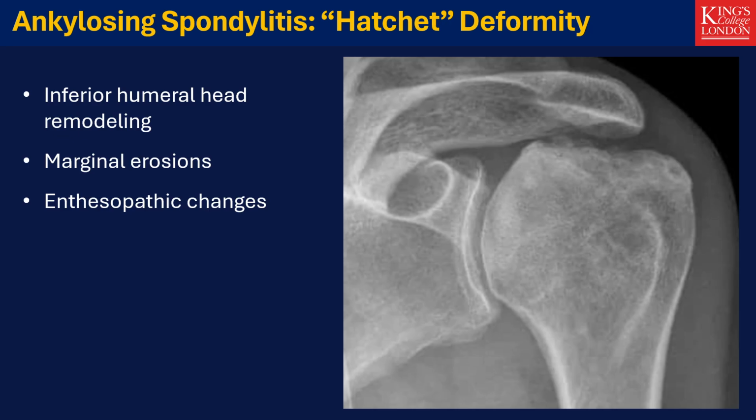This radiograph demonstrates superior humeral head remodeling producing a sharpened contour, sometimes described as a hatchet appearance. Unlike primary osteoarthritis, large inferior osteophytes are not the dominant feature. The contour change reflects inflammatory remodeling and erosion in the setting of ankylosing spondylitis.